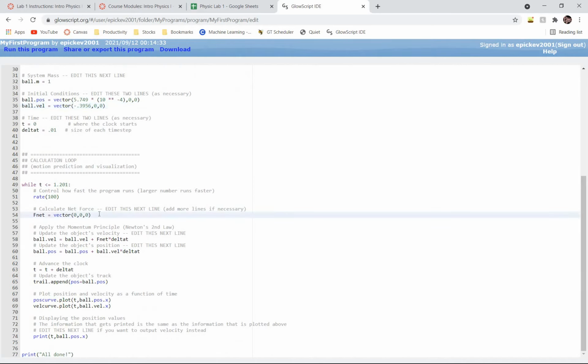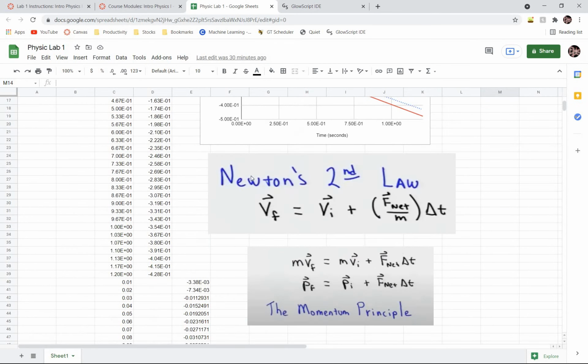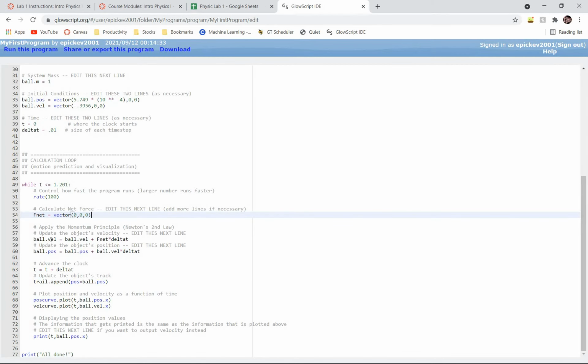And then we can assume that force net is 0 because it's constant velocity. This is because of Newton's second law, final velocity equals initial velocity plus F net over m times delta t. So if force net is 0, then the final velocity and initial velocity will be the same, which is constant, which is also right here written in code. And then the new position will be the same, except we use the same velocity times delta t.